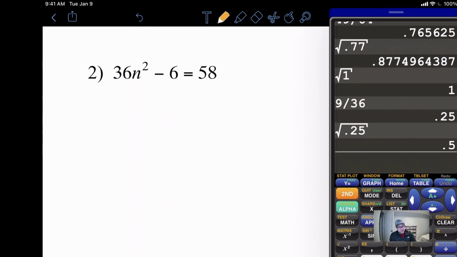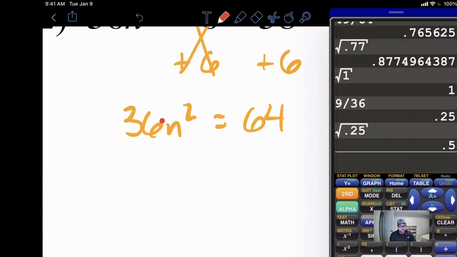So in this problem, we're going to start by adding 6 to both sides. That's going to make these two cancel off. Now, the 36 n to the second is just going to drop down. On the other side, I have 58 plus 6, which I believe is 64. Now, we can't take the square root of both sides just yet, because this one still has 36 hooked onto it. And it's hooked on by multiplication, so we can unhook it, that's right, using division.